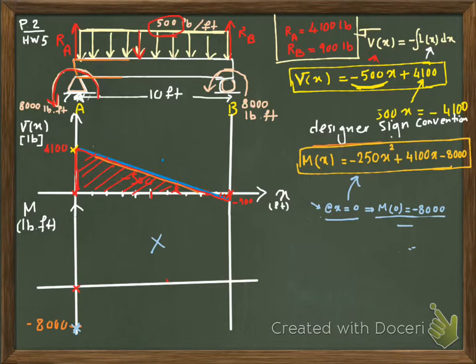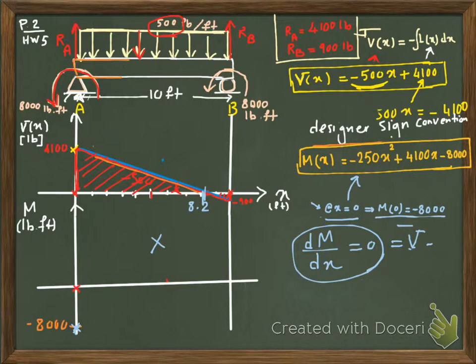Then what? Another observation you can make immediately is that you go up here. You remember how I said dM over dx equal to 0 was V? Well, if I solve this for x, that will give me essentially this point, whatever that x is that we earlier found. It was 8.2 feet. At x equal to 8.2 feet, V was 0. That means the optimum of the bending moment is going to happen exactly at that point. By optimum, I mean either maximum or minimum. Here, it's going to be maximum.